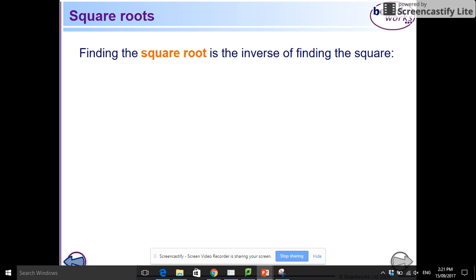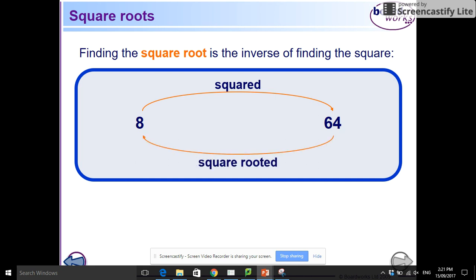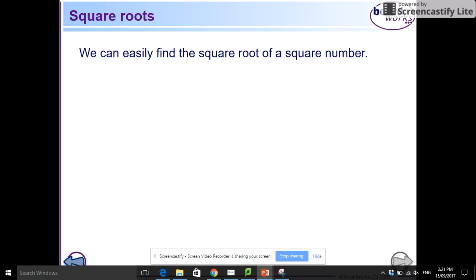Finding the square root is the inverse of finding the square, so the opposite, okay? So you've got 8. 8 squared, so 8 times 8 will give you 64. But if you go the other way around and you say what times what gives you 64, you're actually square rooting it, okay? And that would give you 8. So we write the square root of 64 gives us 8. And the square root of 64 is 8.